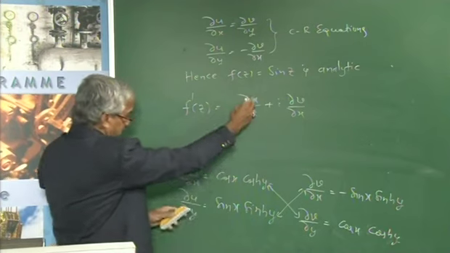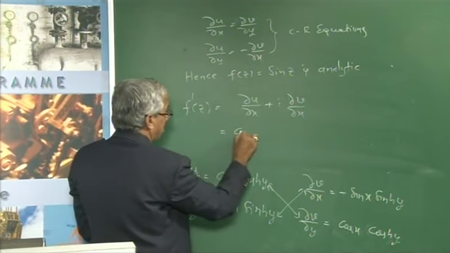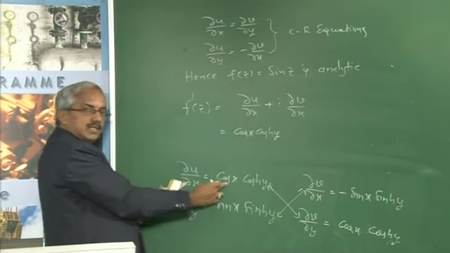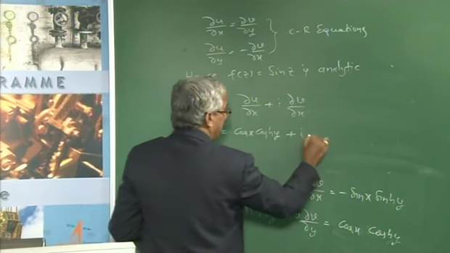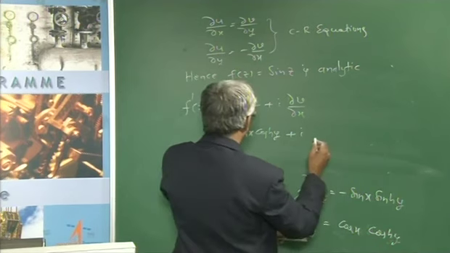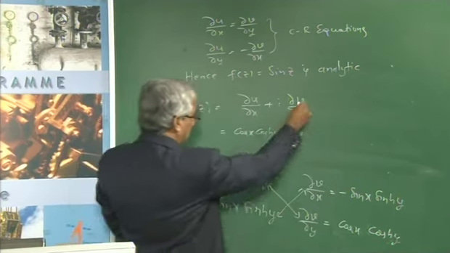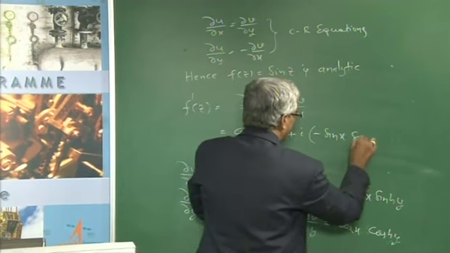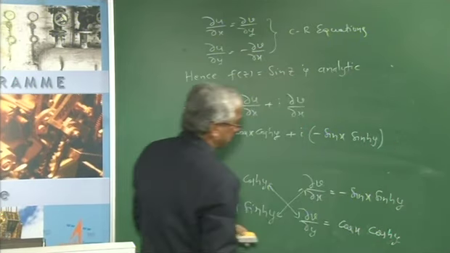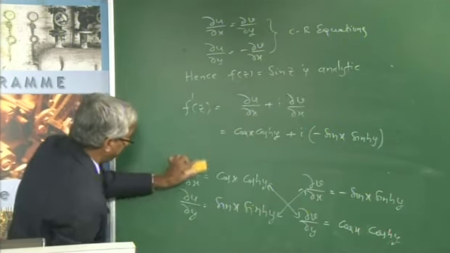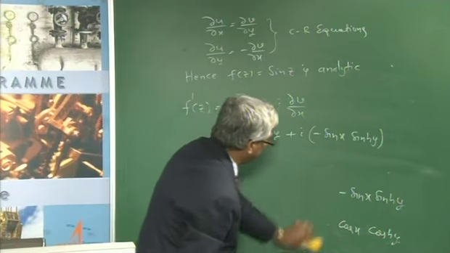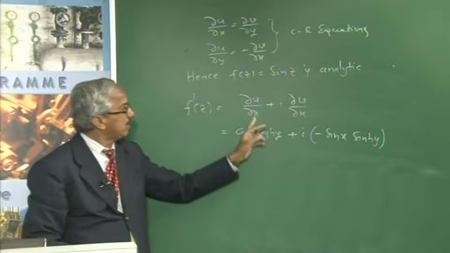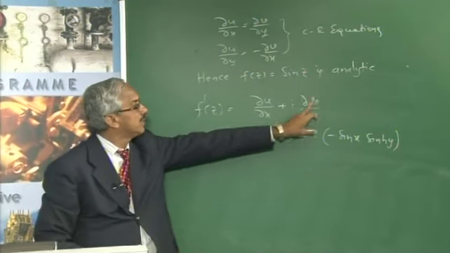Now, by this expression, this gives cos x cos hyperbolic y. Dou u by dou x is replaced by this, plus i into dou v by dou x, which is equal to minus sin x into sin hyperbolic y. So dou v by dou x is equal to this, and then simplify this. See clearly, from the derivative I replace dou u by dou x and dou v by dou x.